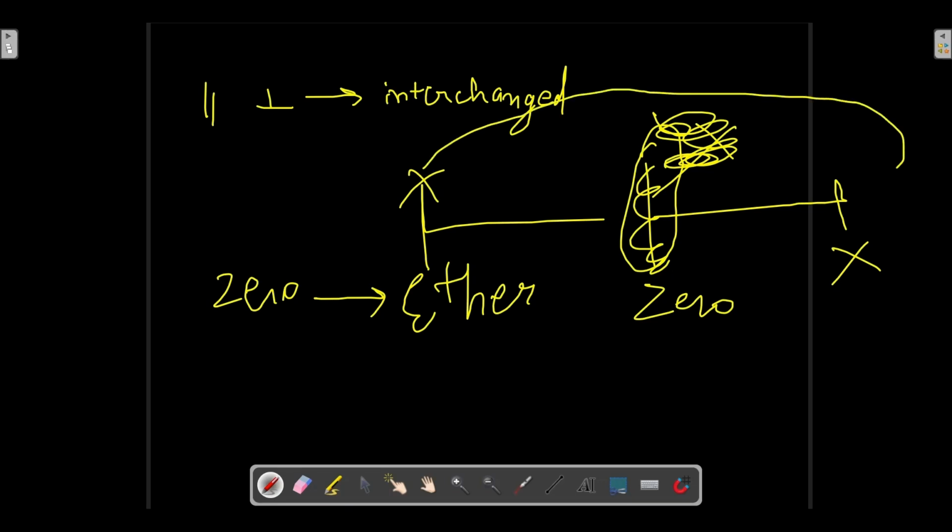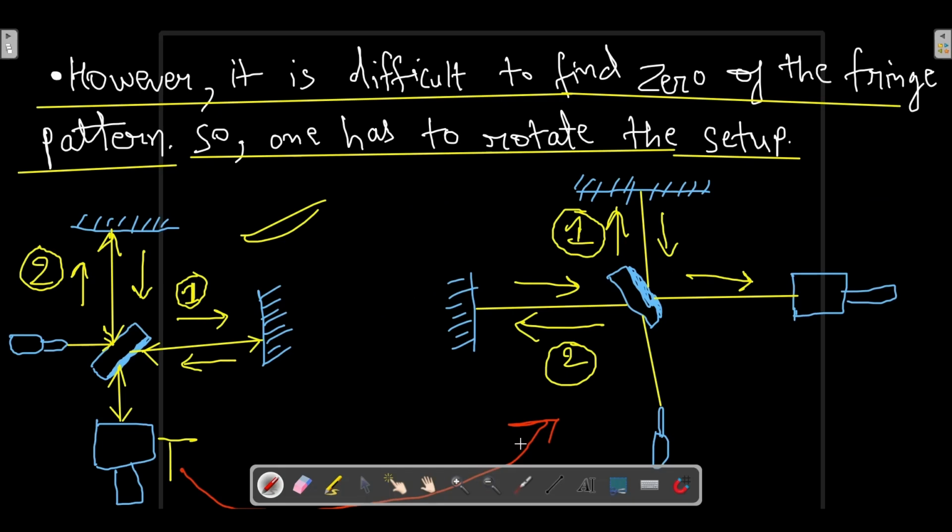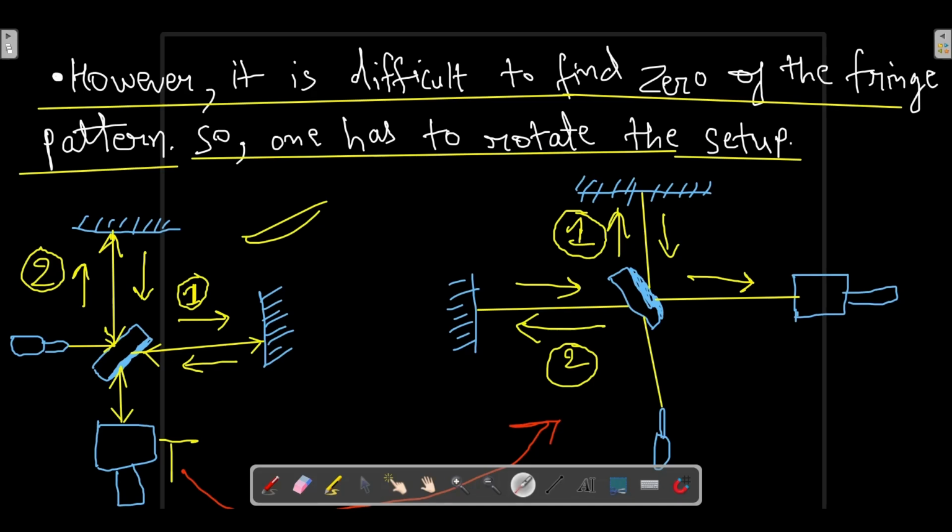So by taking the average of these two shifts, this particular shift and this particular shift, we can find the zero of the shift. The zero of the fringe pattern we can find out by rotating the setup. Arm 1 will come over here, arm 2 will come over here. The parallel arm will become perpendicular, and the perpendicular arm will become parallel. So this is the thing which we wanted to do.